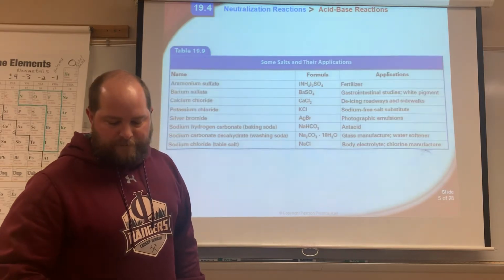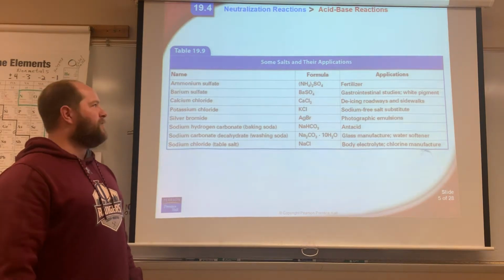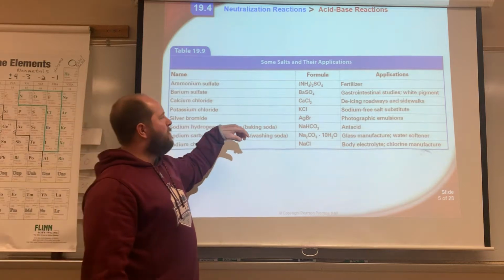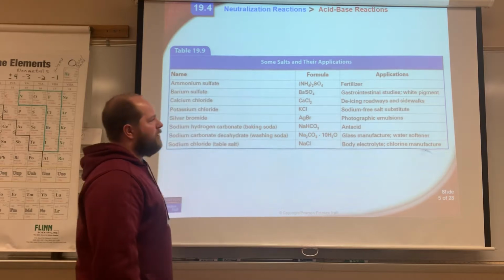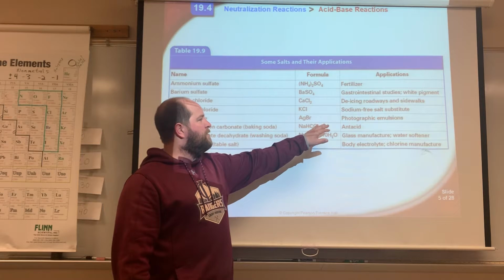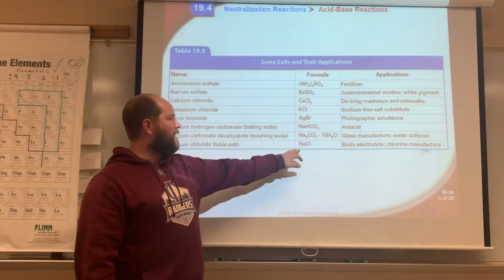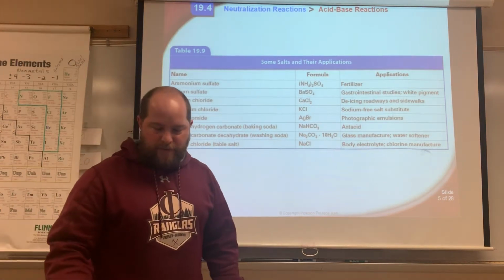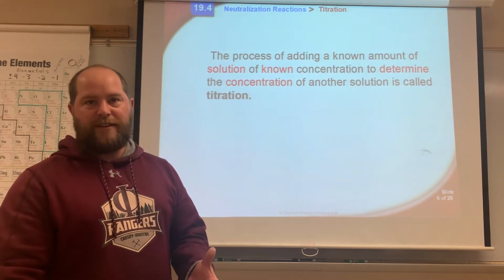All right, here's a list of some common salts and some of their applications. You have barium sulfate. You have calcium chloride, a common salt used for de-icing roadways and sidewalks. You have silver bromide, which is a photographic emulsion. Then down here you have sodium chloride, a body electrolyte, very important for us. So that's neutralization reactions.